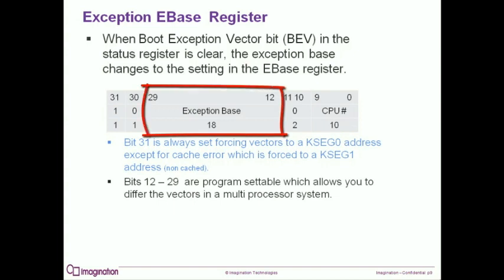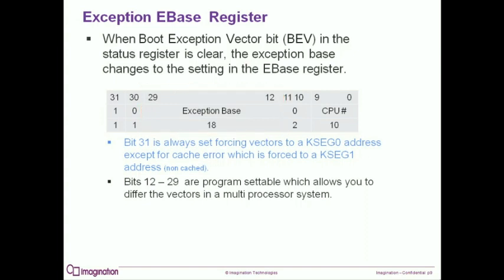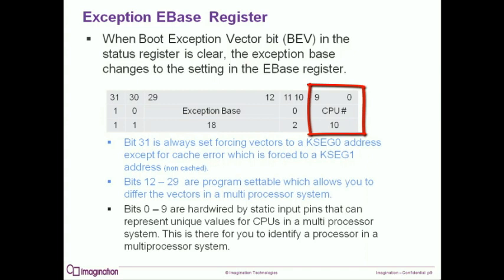Bits 12 through 29 work in conjunction with bits 31 and 30 to specify the base address of the exception vectors. Bits 11 and 10 are reserved bits and must be written as zeros. They will always return zeros when read. Bits 0 through 9 are usually set when the processor is implemented with a unique value to distinguish one processor from another. Your code can use this to determine which processor it is dealing with. Bits 0 through 11 do not figure into the exception base address.